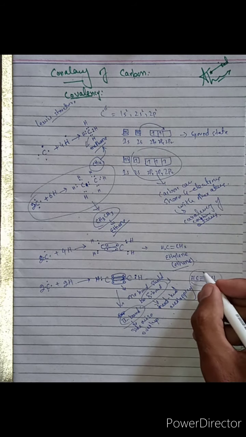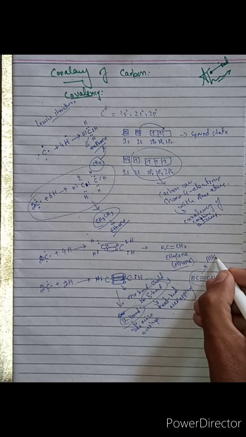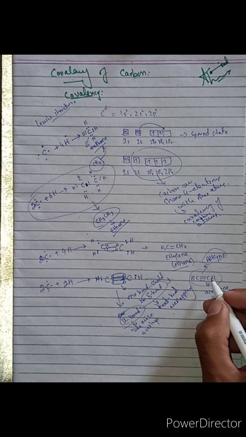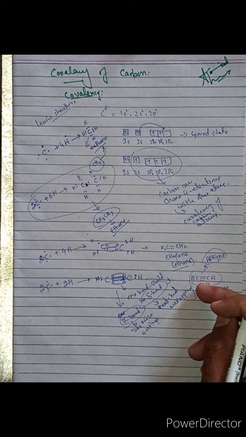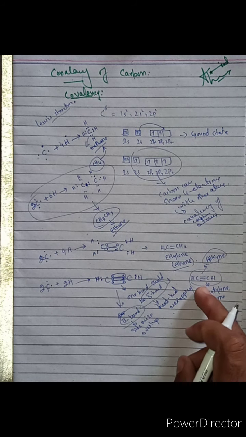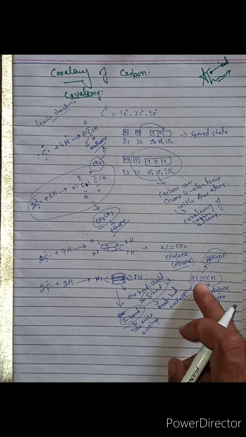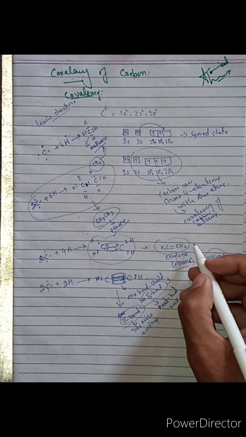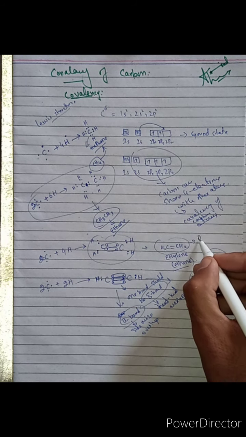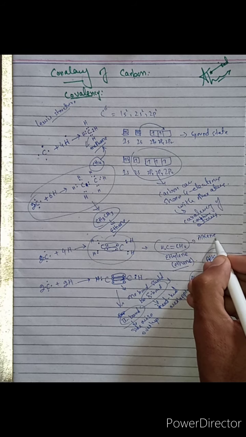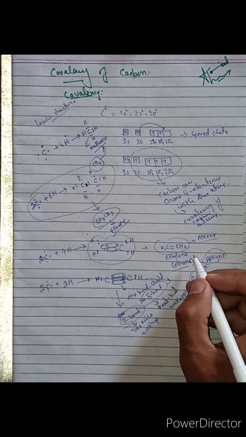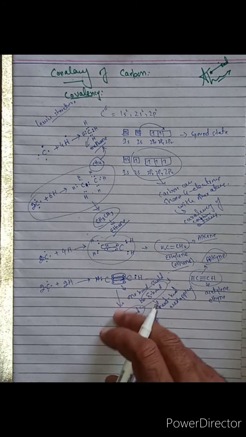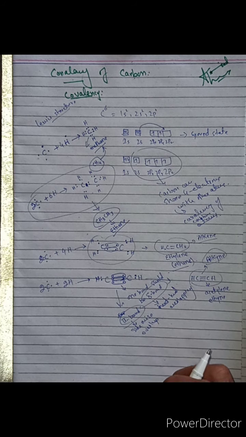This group belongs to alkynes. Alkynes are those hydrocarbons containing a triple covalent bond. But if there is a double covalent bond, like in ethylene or ethene, it will be called an alkene. Alkenes are those hydrocarbons that have one double covalent bond. So these are all examples of the covalency of carbon.